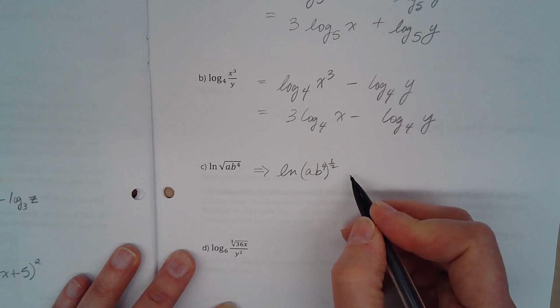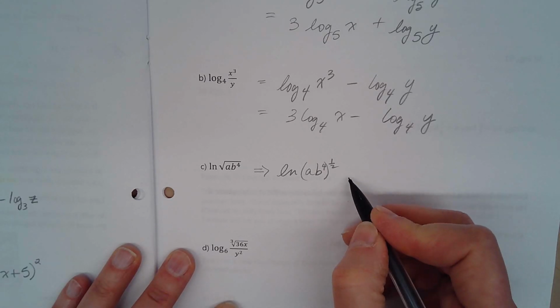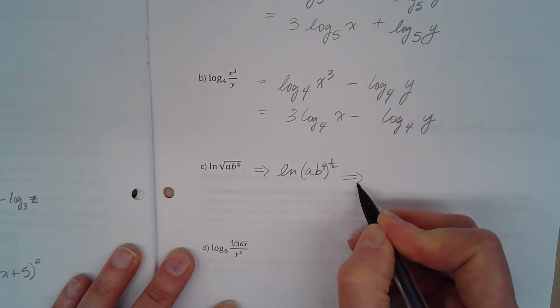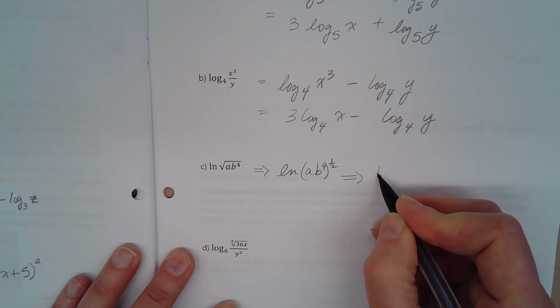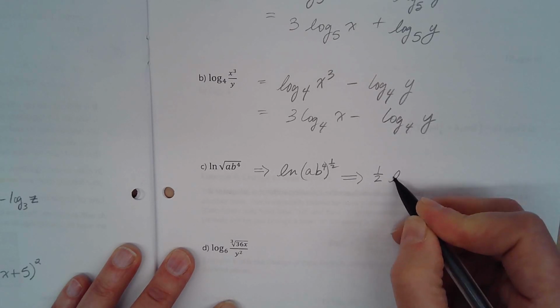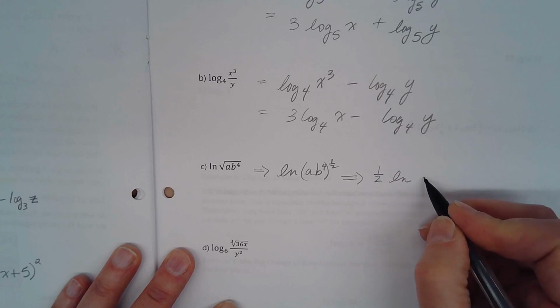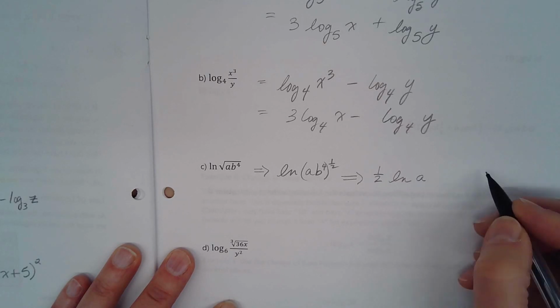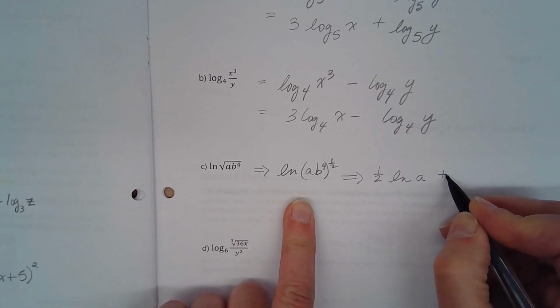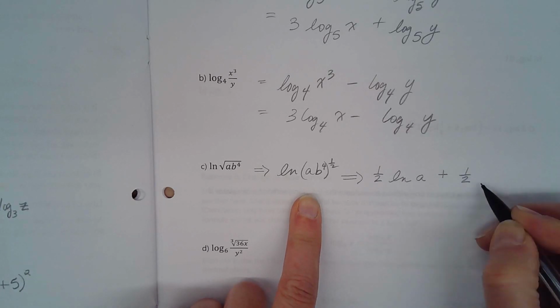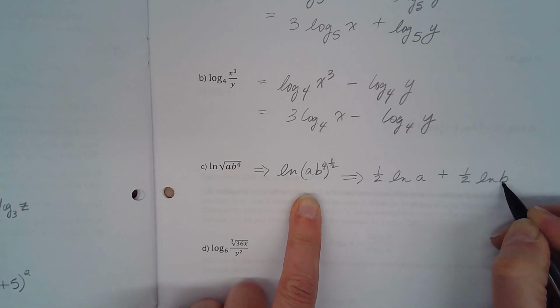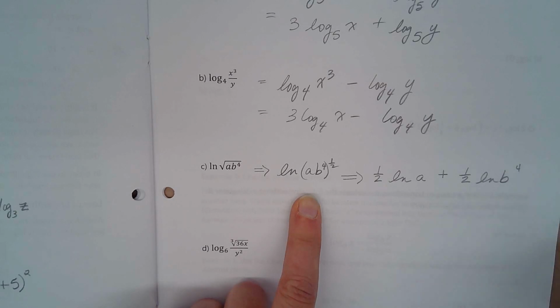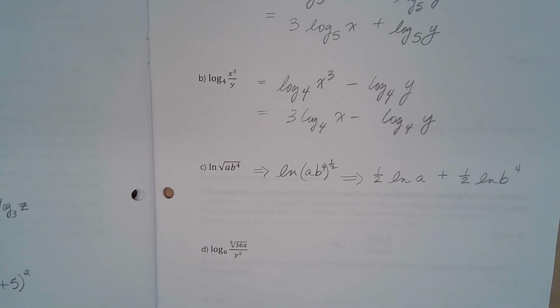So then what we would do is, it's 1/2 ln A plus 1/2 ln B to the 4. Okay? Would you drop down the 4?